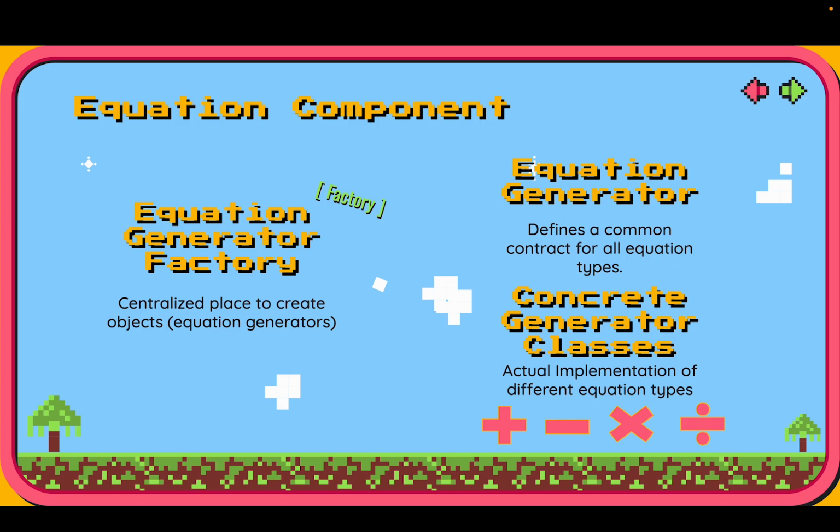Our equation component follows the factory design pattern, specifically through the equation generator factory class. This factory serves as a centralized system that randomly creates the different equation generators while keeping the instantiation logic hidden from the client. At the core of this system is the equation generator interface, which defines a contract with essential methods shared across all equation generators. Building upon this, we have concrete generators, which specialize in generating equations based on different mathematical operations, including addition, subtraction, multiplication, and division.